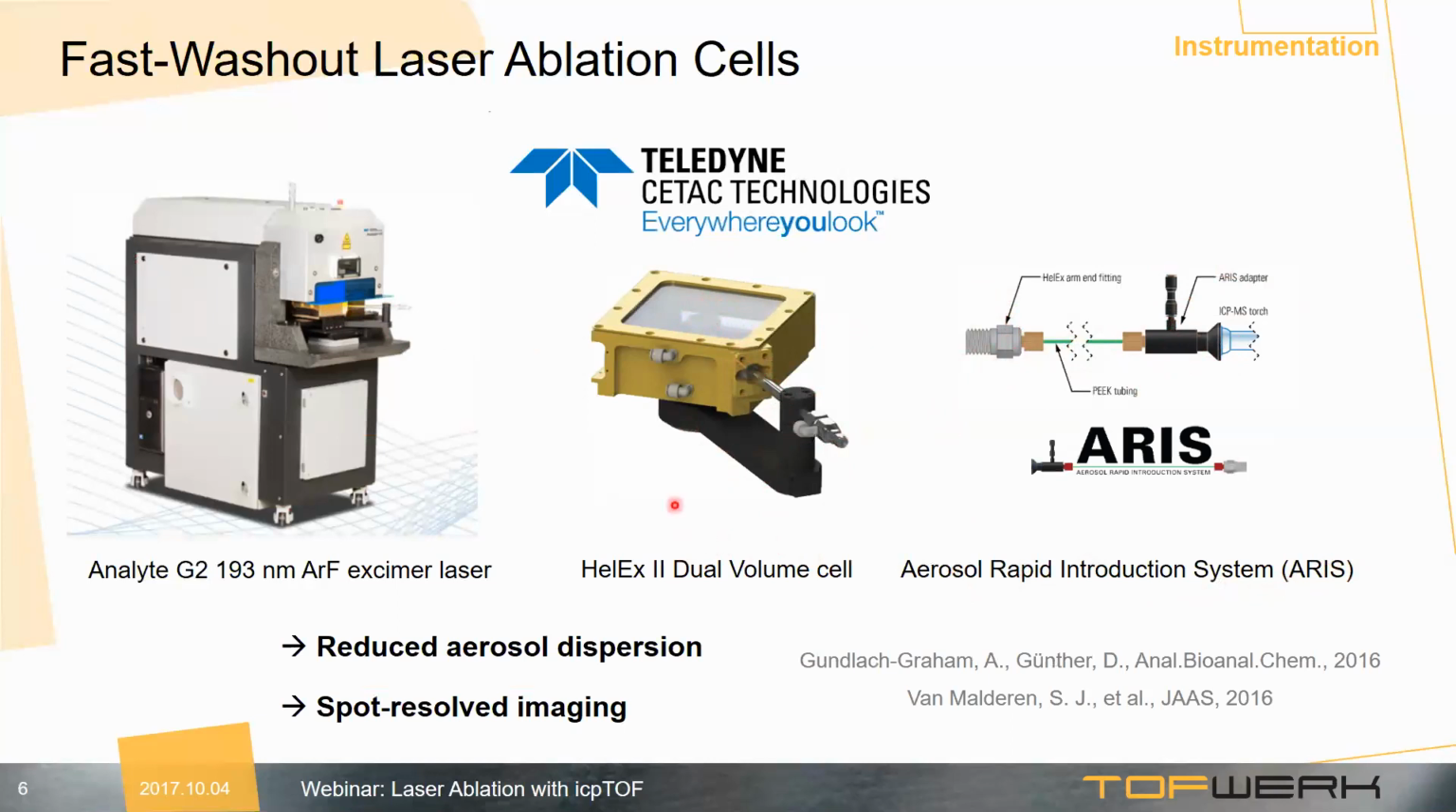Yeah, and the main advantages that we get from these fast washout cells are reduced aerosol dispersion. That means we get a nicely focused signal and also better signal to noise ratios. And this basically enables us to do spot resolved imaging. And again, if you want to read up on these recent developments of fast washout ablation cells, you can check out these references down here.